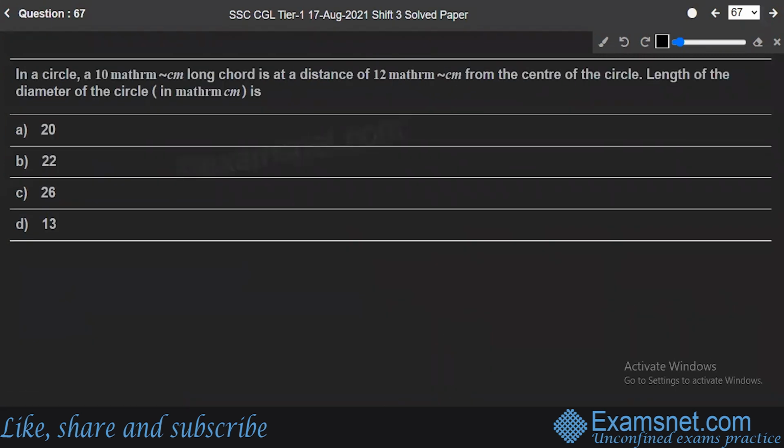Question number 67. In a circle, a 10 centimeter long chord is at a distance of 12 centimeters from the center of the circle. The length of the diameter of the circle in centimeters is. So let's make the figure first of all. Let's make a circle.